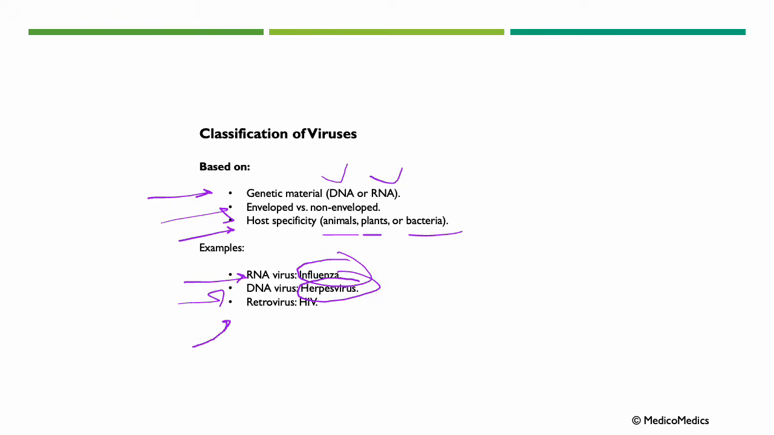Then we have retrovirus like HIV. So classifying viruses is like sorting packages by their type and contents. Some carry DNA, others RNA. And some even come with tools to actually rewrite their host's DNA, like HIV.